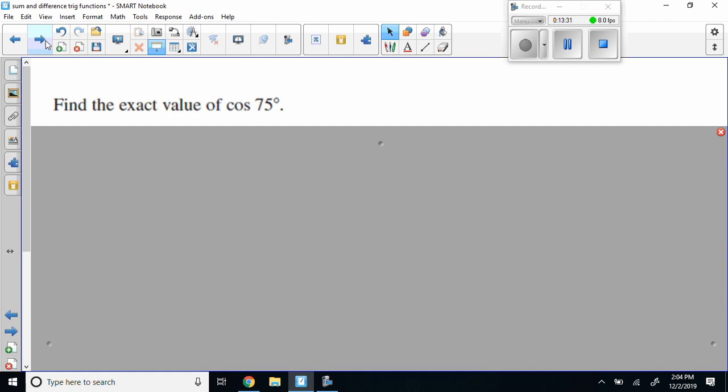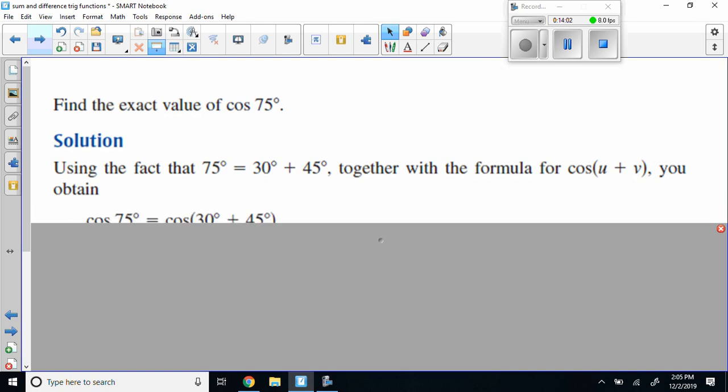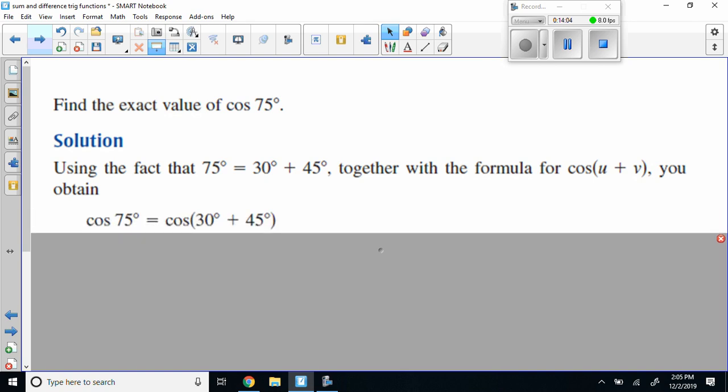Would you add them or subtract? That's right. If you added 30 and 45, you get 75, right? But if you subtracted those, you could get what? A 15, right? So you see, you can use a combination of those to find other values that are beneficial for evaluating a sine. So I'm going to give you that. Use the fact that 75 is 30 and 45.